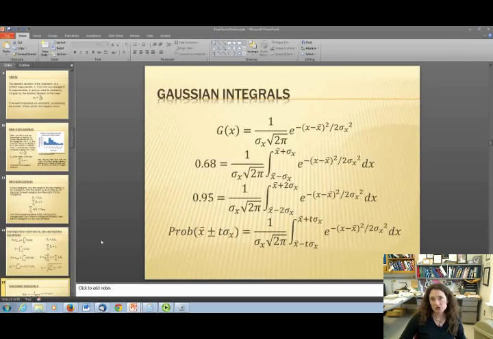Okay, now the first distribution function that we learned about was the Gaussian distribution function. It's also known as the normal distribution function or a bell curve, okay? The Gaussian distribution function is an exponential function. So the Gaussian distribution function equation is given here at the top. So it's 1 over the standard deviation times the square root of 2 pi, and then e to the minus (x minus x bar) squared divided by 2 sigma squared. Okay, that's your Gaussian distribution function. And it has that characteristic bell curve shape.